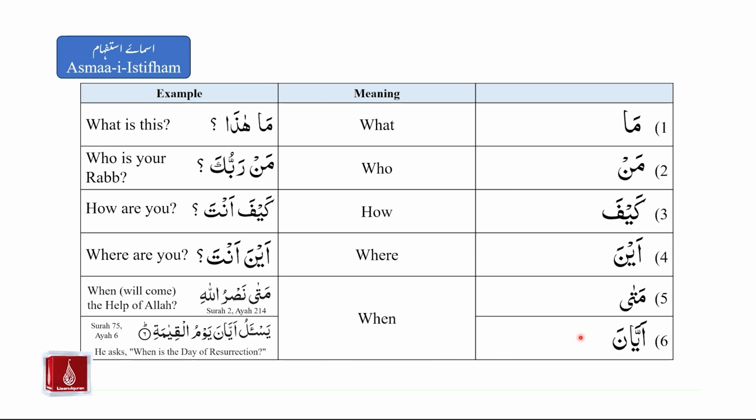And to look at an example of ayyana, Surah number 75, ayah number 6, Yas'alu ayyana yawmul qiyamati. He asks, when is the day of resurrection? So in both these examples, mata and ayyana are creating the meaning of when.